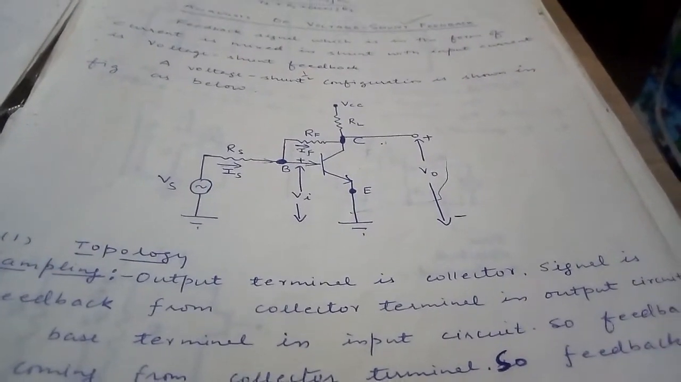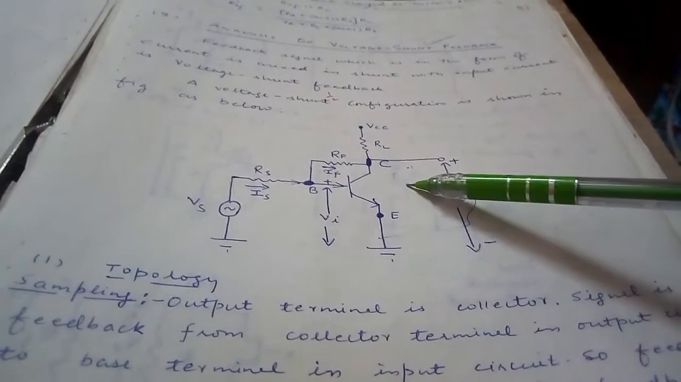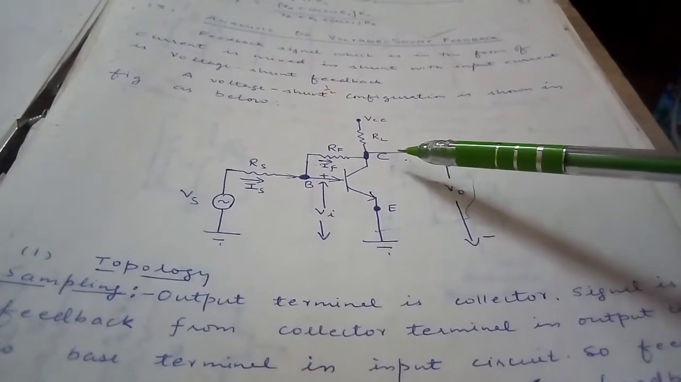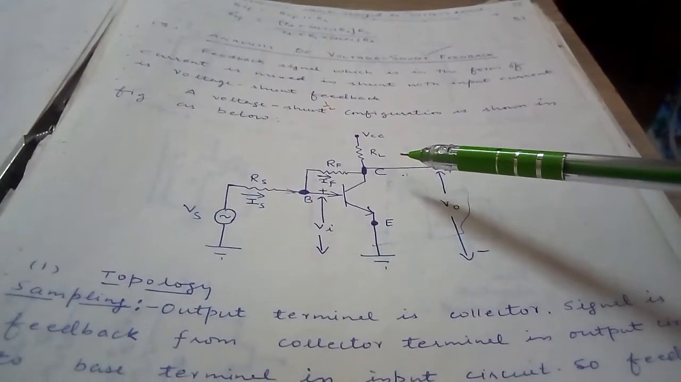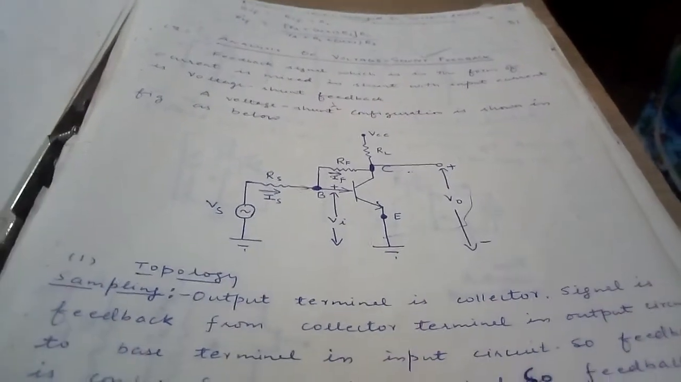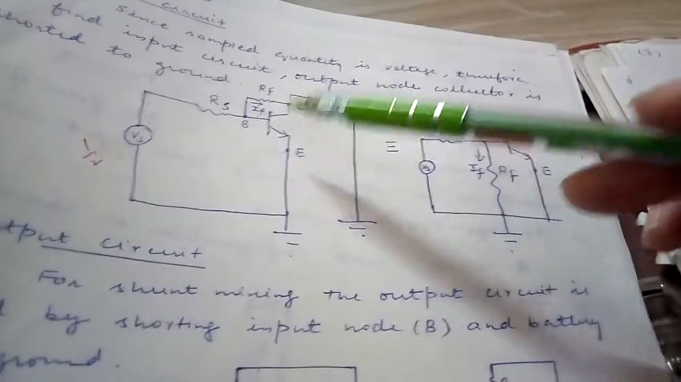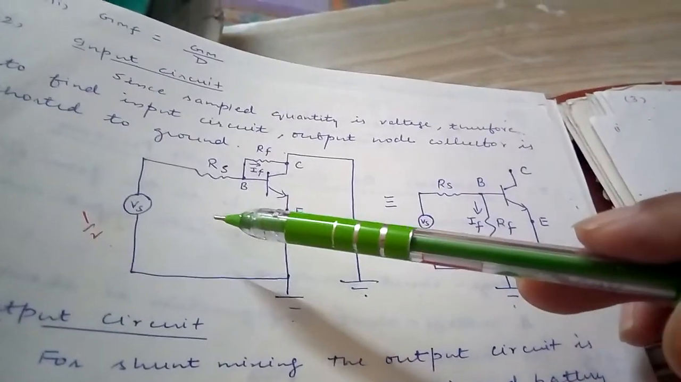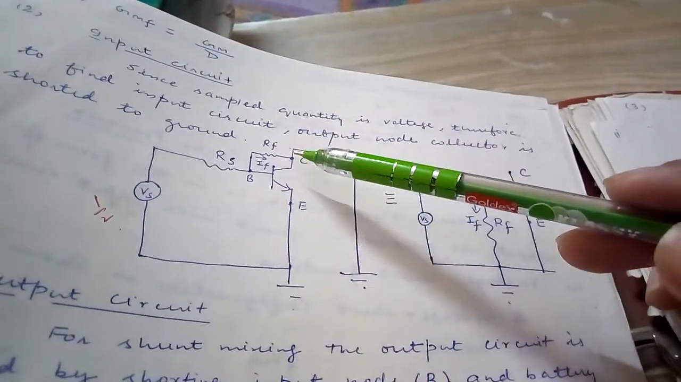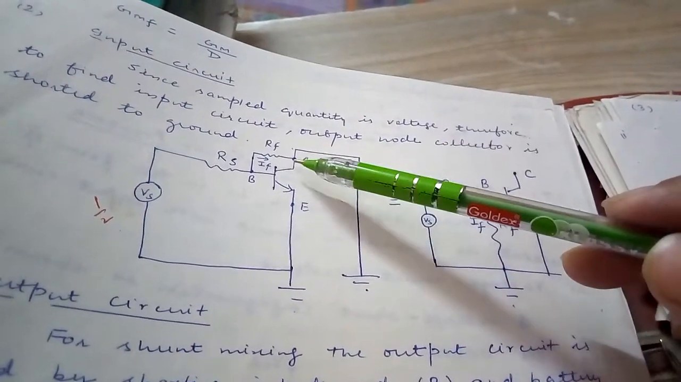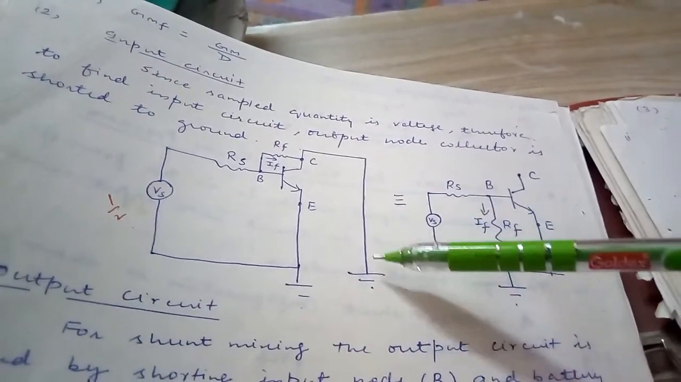For drawing the basic amplifier circuit, we have to draw the input and output circuit separately. For drawing the input circuit, we have to modify the output circuit. In case of voltage sampling, we have to short the output node. In case of current sampling, we have to open the output node. Here the sampling is a voltage sampling, so we have to short the output node.